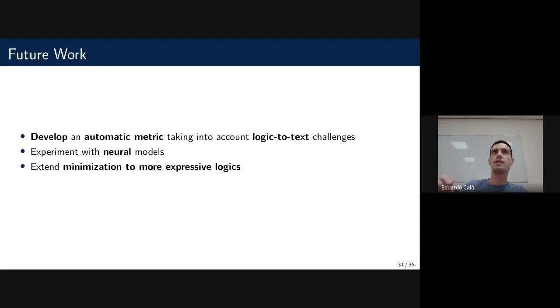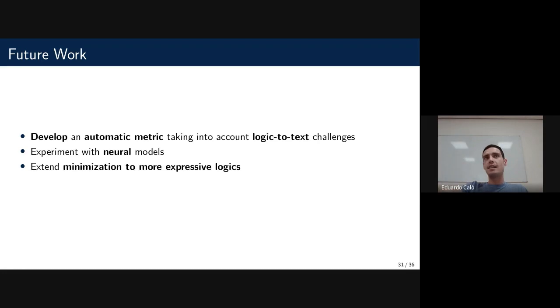So the future work is, first of all, to develop an automatic metric taking into account the logic-to-text challenges, because we saw that BERTScore or semantic-based metrics do not focus exactly on the problems that we are interested in and are not very faithful in scoring the text that we generate. The same goes for n-gram-based metrics. Then we are thinking of experimenting with neural models, for example graph neural networks or ChatGPT-like models.